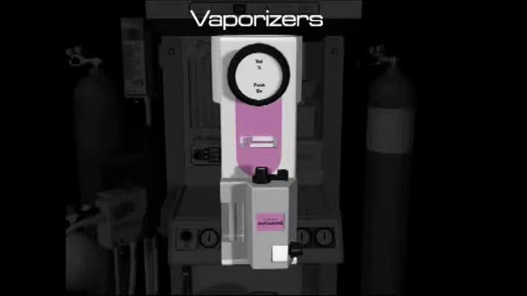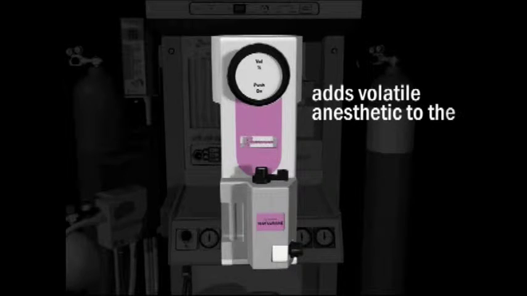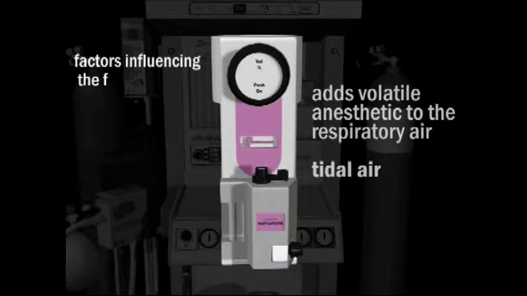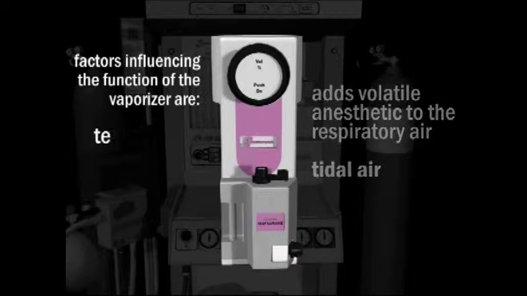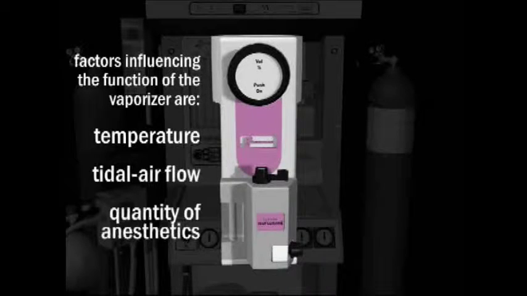Vaporizers. Key element of the anesthesia machine is the vaporizer. Its function is to add the volatile anesthetic to the respiratory air, also called tidal air. Factors which are influencing the function of the vaporizer are temperature, tidal air flow, and the quantity of anesthetics.